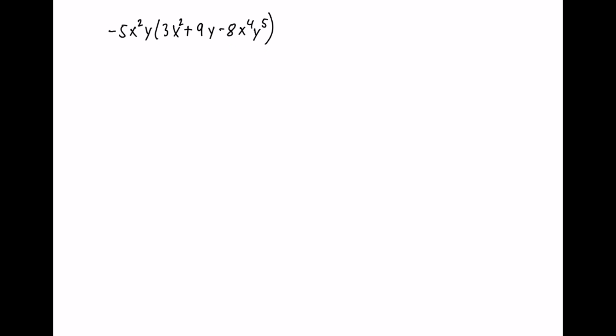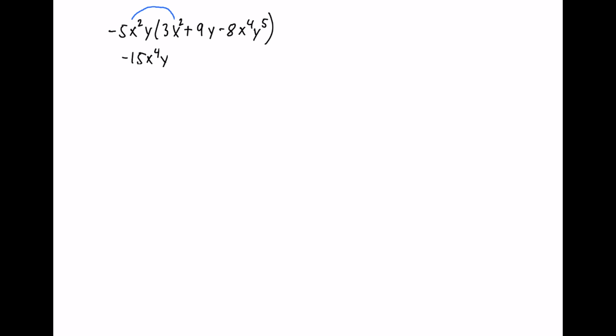So first step, multiply negative 5x squared y times 3x squared. So we have negative 15, because negative 5 times 3 is negative 15. Then add the exponents. So x to the 2 plus 2, which is 4. And then there's a y here, but no y here. So the original y just stays there.